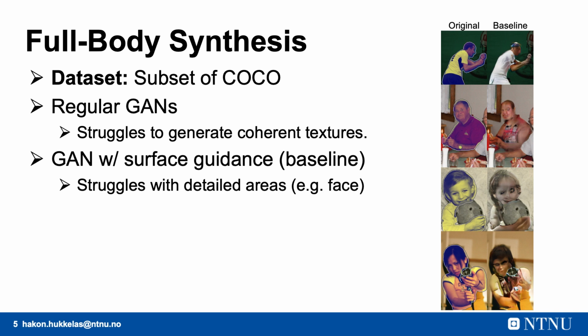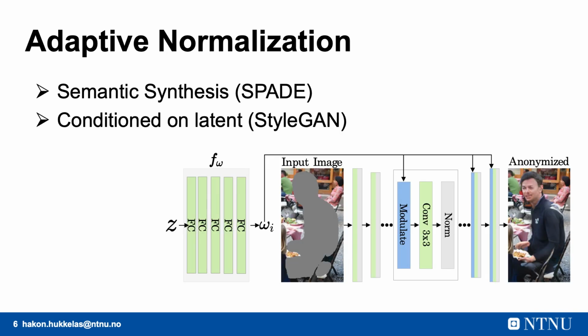We addressed this issue with a novel adaptive normalization layer. Adaptive normalization conditions the generator by scaling and shifting every feature map given the condition. SPADE and StyleGAN are two common examples of this. In the figure, you see our UNet architecture with StyleGAN modulation, where the mapping network F depends on the latent code.